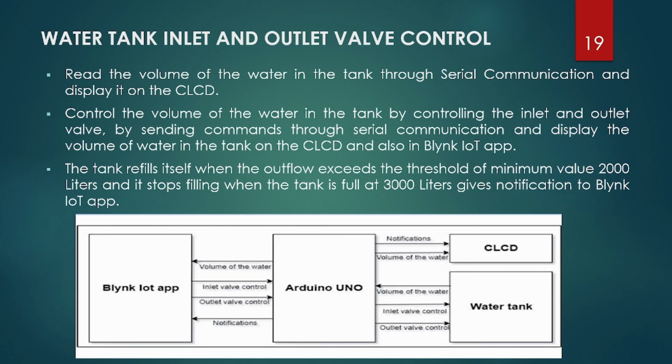Water tank inlet and outlet valve control. Read the volume of the water in the tank through serial communication and display it on the CLCD. Control the volume of the water in the tank by controlling the inlet and outlet valves by sending commands through the serial communication, and display the volume of water in the tank on the CLCD and also in the Blink IoT app. The tank refills itself when the outflow exceeds the threshold of a minimum value of 2000 liters, and it stops filling when the tank is full at 3000 liters. It gives notification to the Blink IoT app.